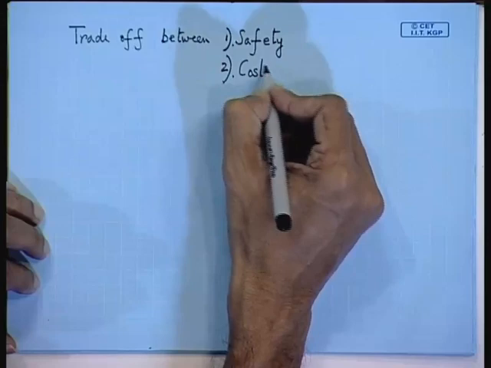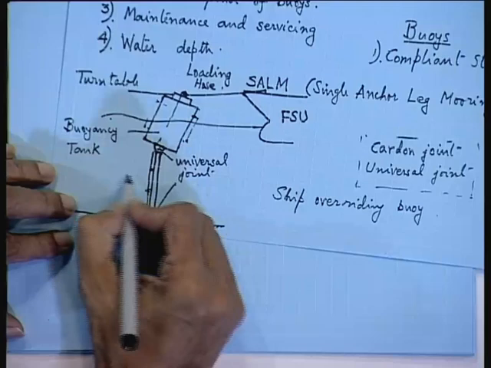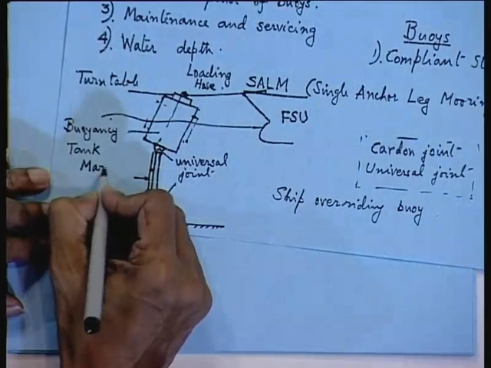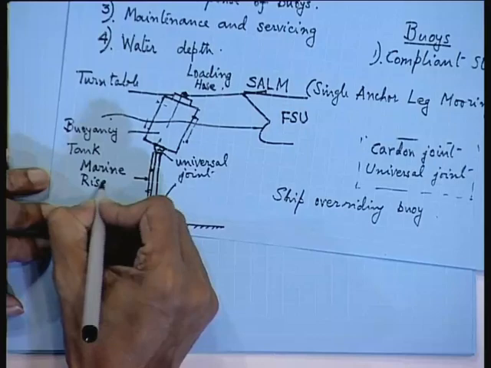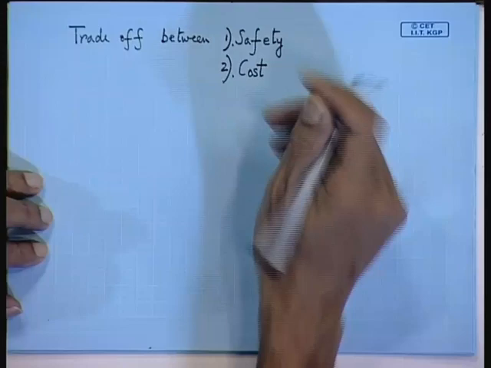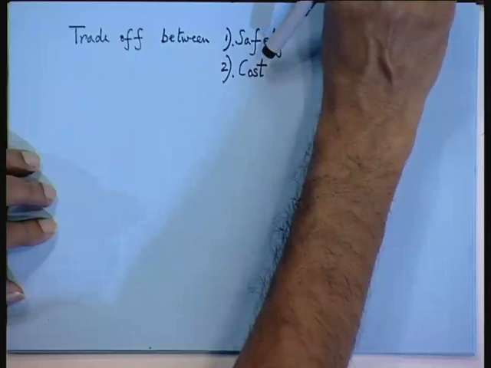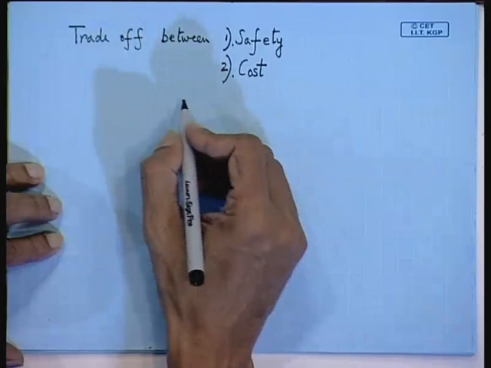That is, once your marine riser, so this is your marine riser. Now the marine riser being snapped or damaged is a very serious issue, as you can see in the disaster in the Gulf of Mexico. So if you can take care of that, you go ahead with this, because this cost is less. The other option is you can enlarge the size of the buoy. So this is a single anchor leg mode. So this is called an ALC.